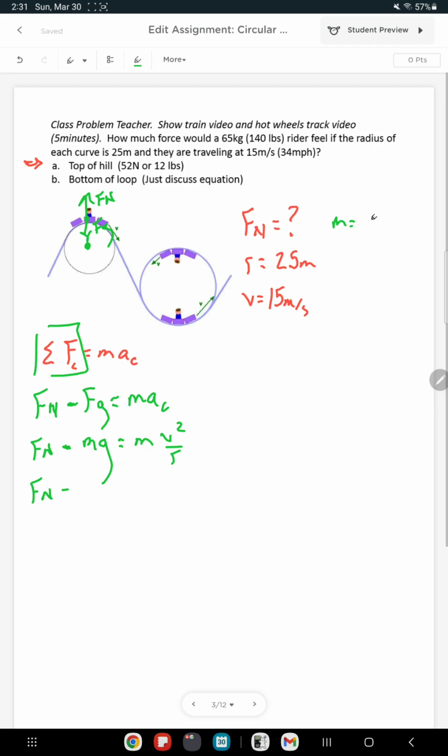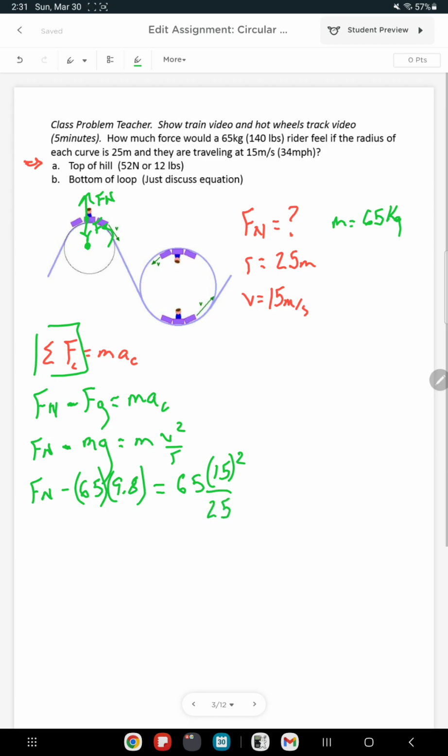Here, I'll add it now. Mass was 65 kilograms. So 65 times, now I'm not making this 9.8 negative because I already said it was down. I already said it was negative. So I'm going to leave that alone. Equals 65. Now what's my velocity? I was going 15 meters per second, so I square that, and then I divide by the radius of 25.